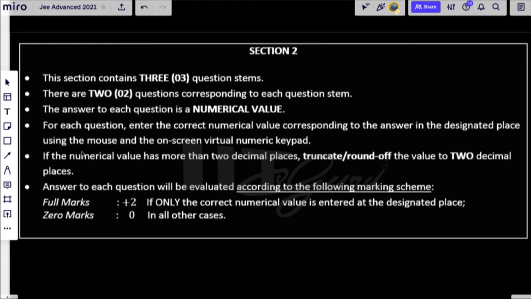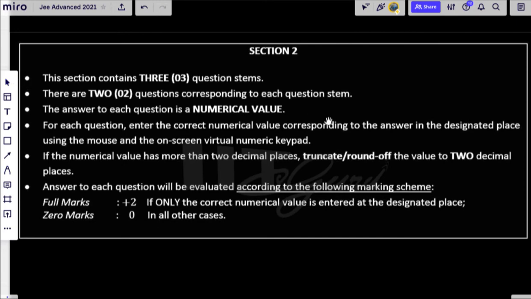This is the JEE paper 2021, section 2 part. In this section there are 3 questions. Again we can see that here there is a numerical value, and although there is no negative marking here, plus 2 marks will be awarded.